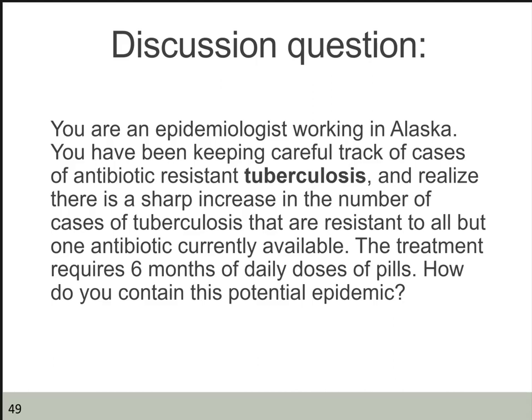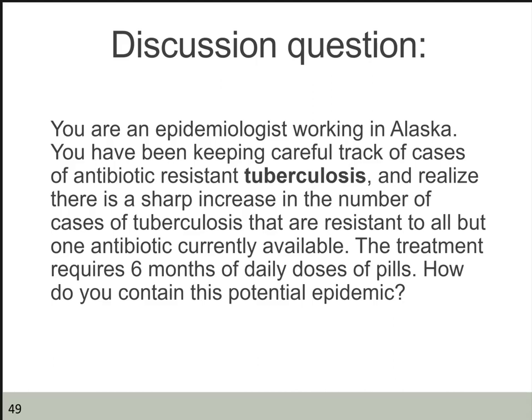Okay, so I have a discussion question for you. You're an epidemiologist working in Alaska. You've been keeping careful track of cases of antibiotic-resistant tuberculosis and realize that there's a sharp increase in the number of cases of tuberculosis that are resistant to all but one antibiotic currently available. The treatment requires 6 months of daily doses of pills. How do you contain this potential epidemic? I don't have an answer for you.